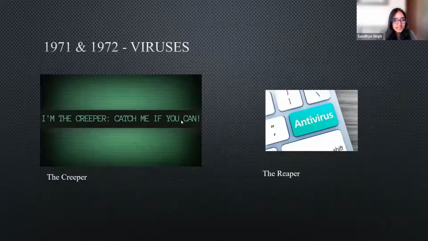Moving on, in 1971, Bob Thomas created the world's first virus and called it the Creeper. And then in 1972, the first antivirus was created, called the Reaper, and was said to be the antidote to the Creeper. This was developed by Ray Tomlinson.